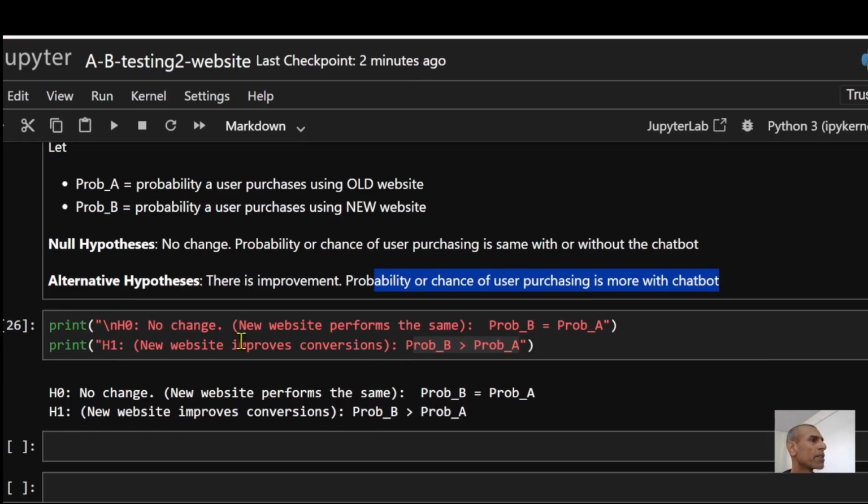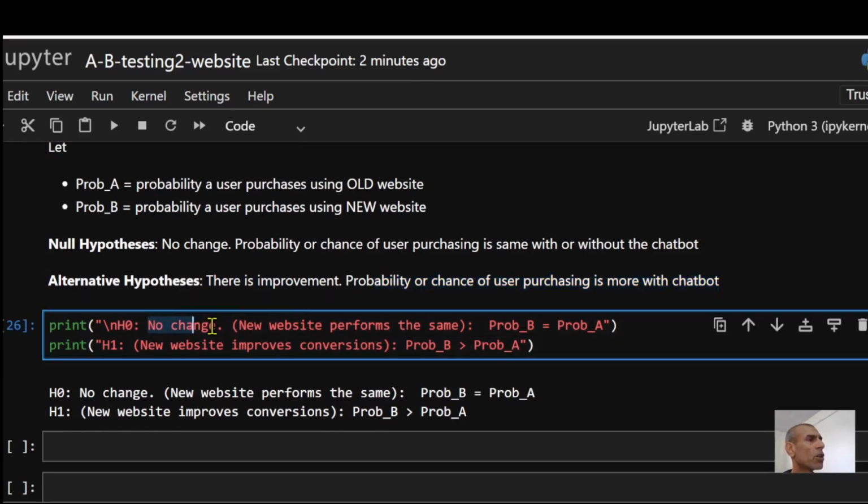So I'm printing this H0 and H1 out. H0 means no change, the new website performs the same. So probability of B equals probability of A. H1 is your alternate hypothesis. In other words, your new website improves the conversion. So the probability of B is more than the probability of A. So that's all I'm doing over here.